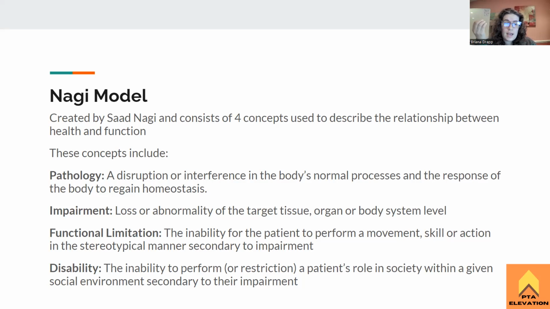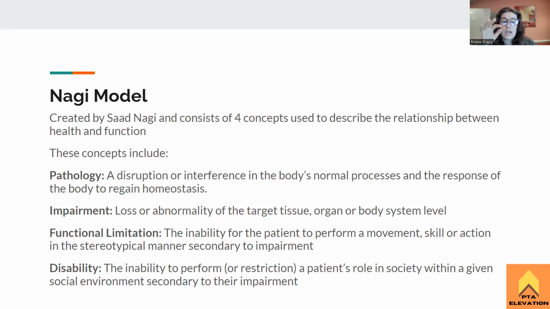But within the Nagi model, we have the pathology, which is a disruption or interference of the body's normal processes and the response of the body to regain homeostasis. So there's some sort of pathology going on. There is some sort of thing going on with the body. So say you have cellulitis. How's your body responding? It's having a fever, so it can try to kill off the bacteria. It's getting inflamed in the legs to try to get rid of the bacteria. That's what's going on with the pathology. Something has happened to the body and the body is responding to it.